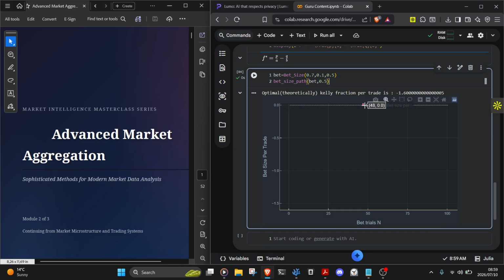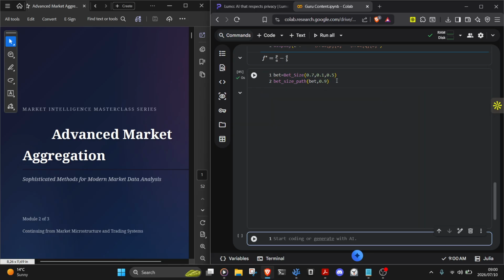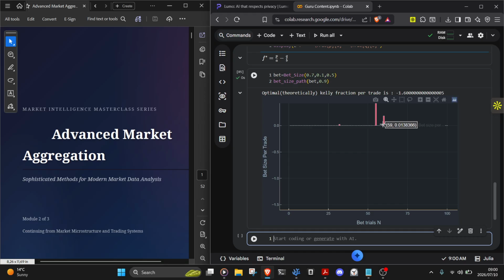As you can see, the simulation only took one bet, at the 47th trial, and it risked only about 0.028% on that specific dollar, for example. And the optimal Kelly fraction per trade is -1.6, which just means that you shouldn't play this game at all, right? Let's see what happens when you increase volatility. When you increase the volatility, only about 4 trades were taken out of 100 trials, right?